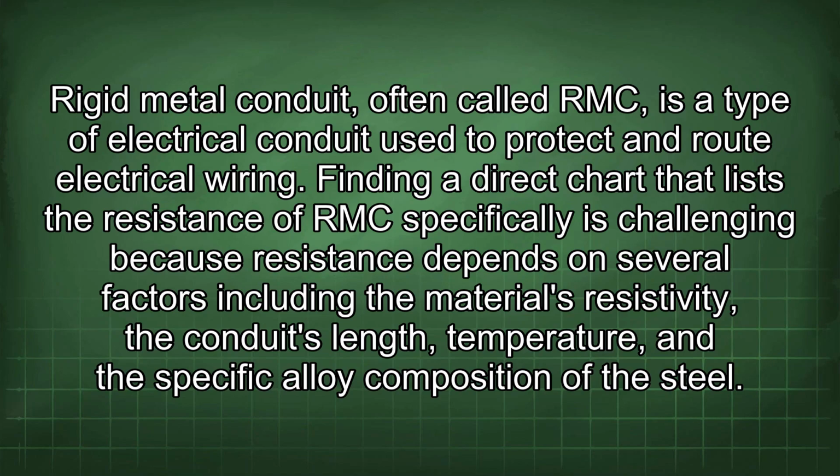Rigid metal conduit, often called RMC, is a type of electrical conduit used to protect and route electrical wiring. Finding a direct chart that lists the resistance of RMC specifically is challenging because resistance depends on several factors, including the material's resistivity, the conduit's length, temperature, and the specific alloy composition of the steel.